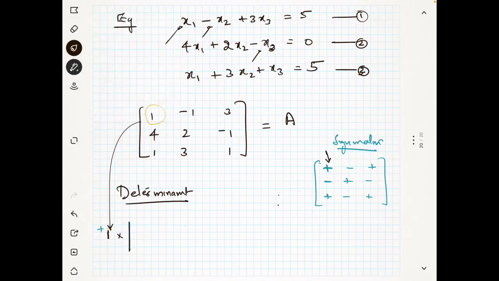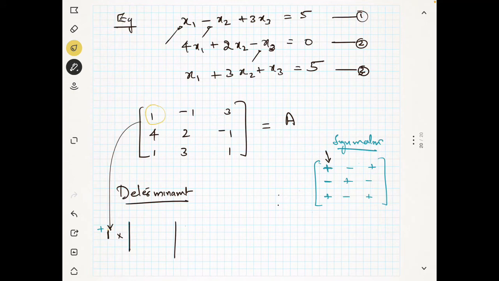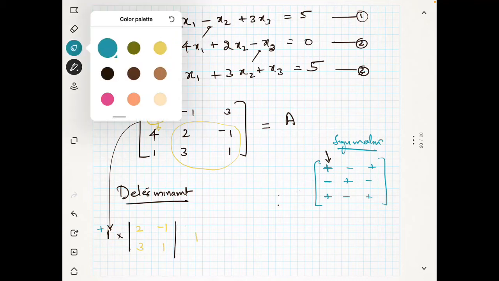What is the determinant of the remaining part? According to this 1, you remove the first row and first column. What is remaining is 2, minus 1, 3 and 1. So this is the first part of the determinant. Now plus.